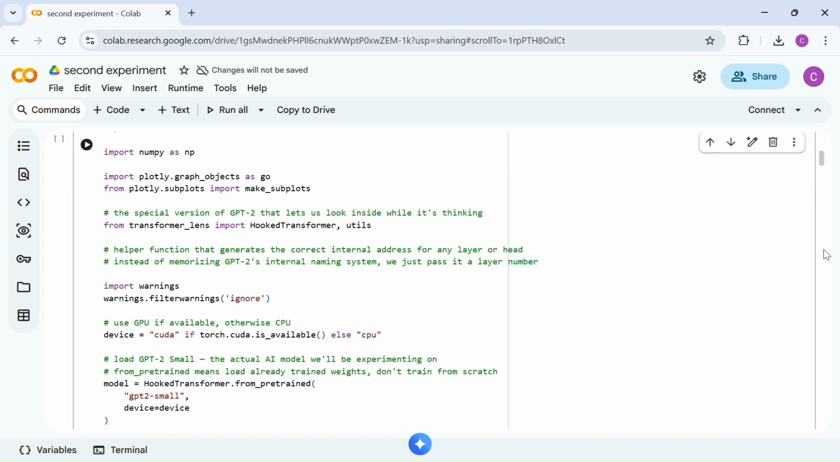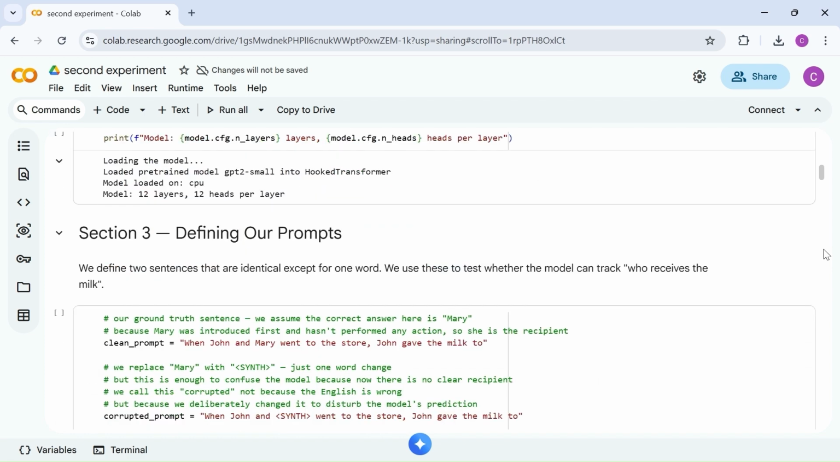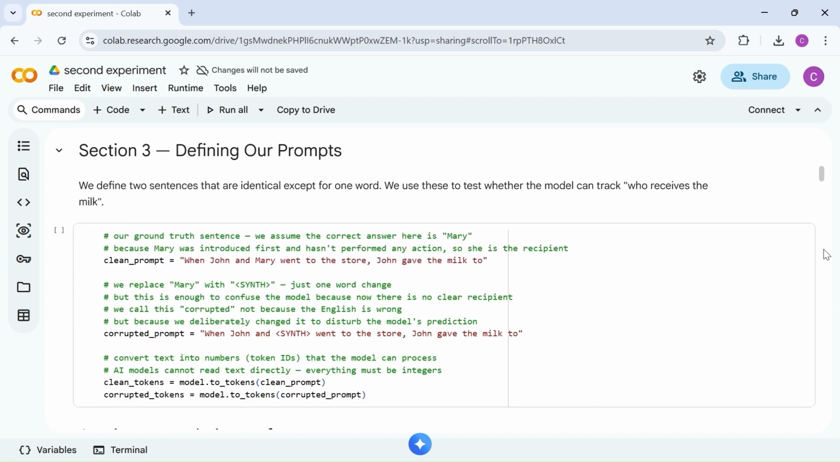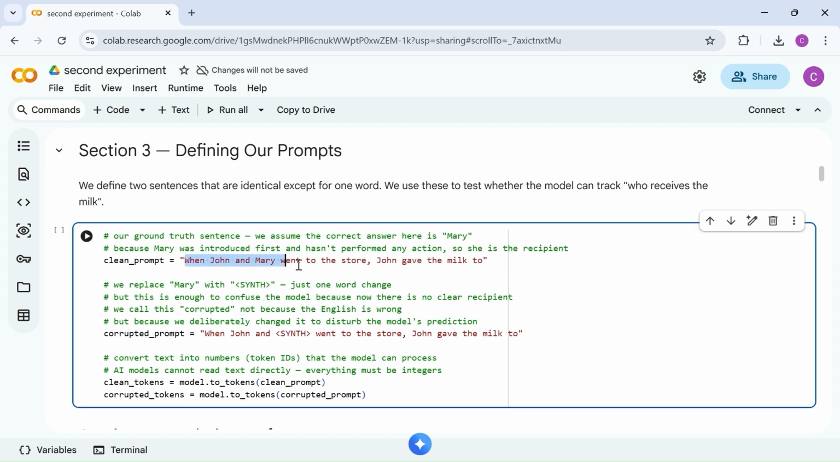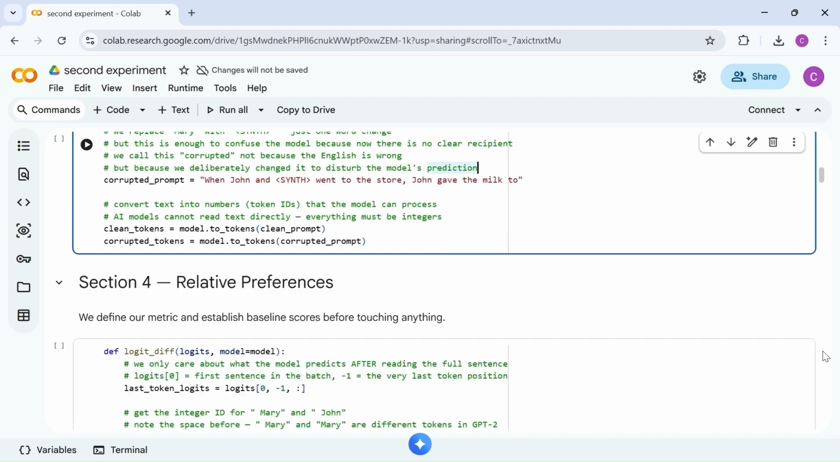Now let's define our sentences or prompts. So here we'll be defining two prompts. One would be a clean sentence and one would be a corrupted sentence. Let's look at the clean sentence first. The clean sentence goes something like this: When John and Mary went to the store, John gave the milk too. Now, just take a moment and think about who would receive the milk. Will it be Mary or will it be John? Most people would think Mary. Let's find what GPT-2 thinks.